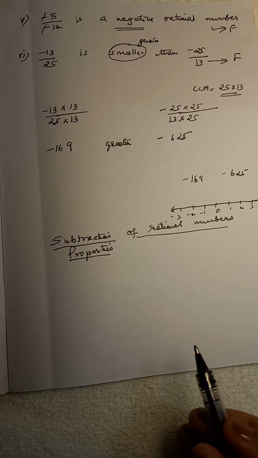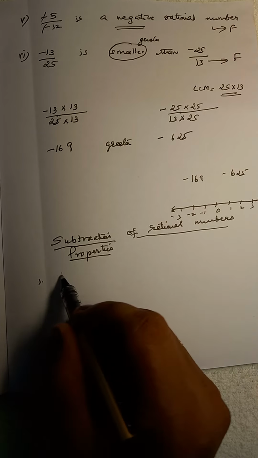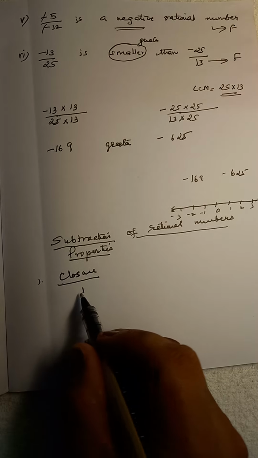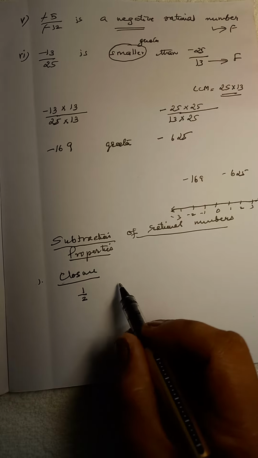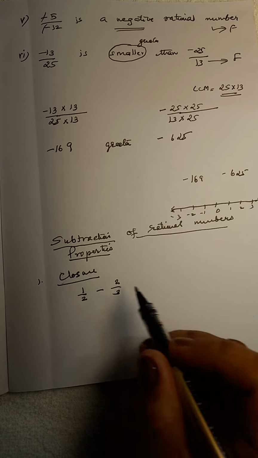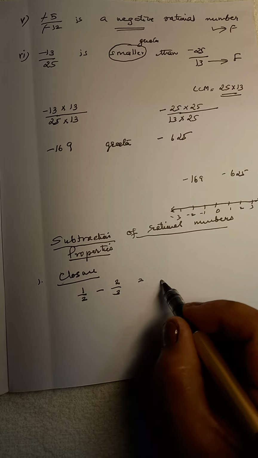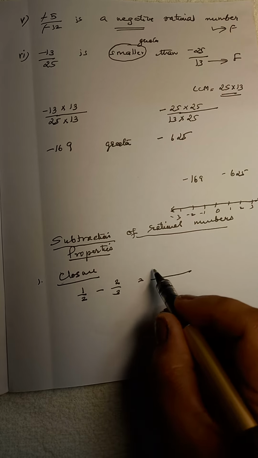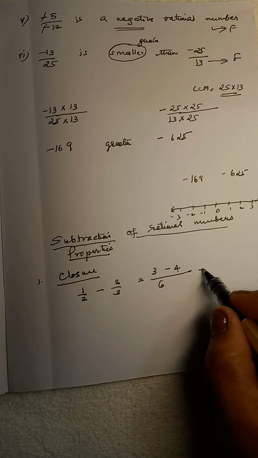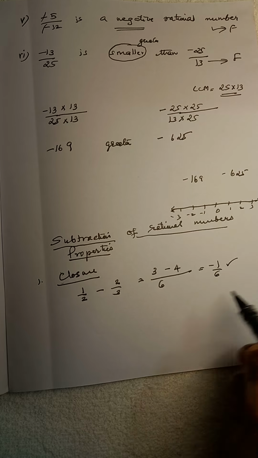Now comes subtraction of rational numbers, their properties. First one is closure property. If you take one rational number, say 1 by 2, and another rational number, say 2 by 3, their difference, that is subtraction we are dealing with. So their difference, what is that? LCM is 6. 6 by 2 is 3, 3 into 1 is 3, minus 6 by 3 is 2, 2 into 2 is 4. So this is equal to minus 1 by 6. This is also a rational number.